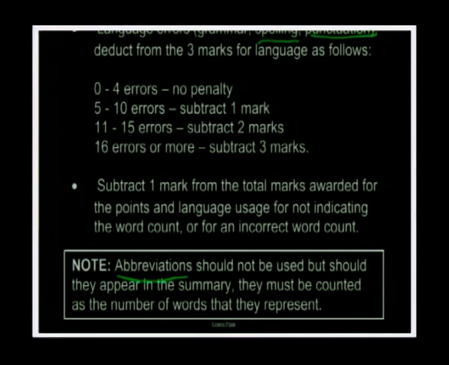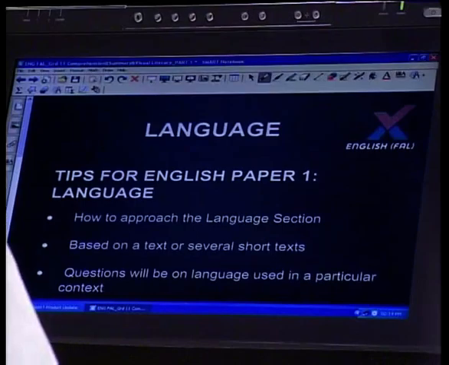An important thing to note is the use of abbreviations. If you use abbreviations, firstly you should not, but if you do, it's going to be counted as words. So don't think that they will be counted as just alphabets, but they'll be regarded as full, complete words and will be added to your word count at the end. So the point here is refrain from using abbreviations. So that's the summary. Now we'll go on to the language section.